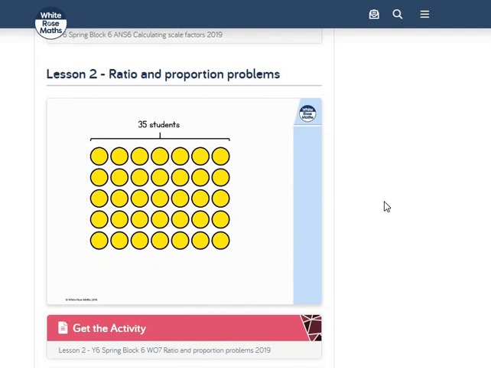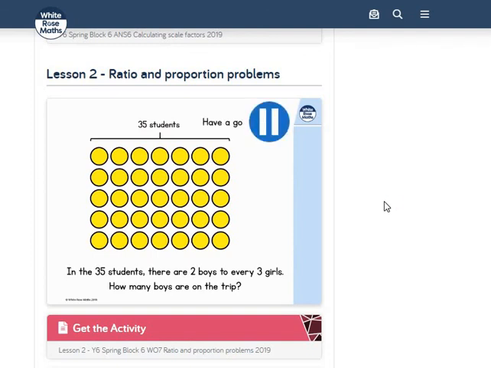Let's get rid of the teachers for a second. In 35 students, there are 2 boys to every 3 girls. How many boys are on the trip? Pause the video, have a go yourself. How did you get on with that one? Let's think for ourselves now.